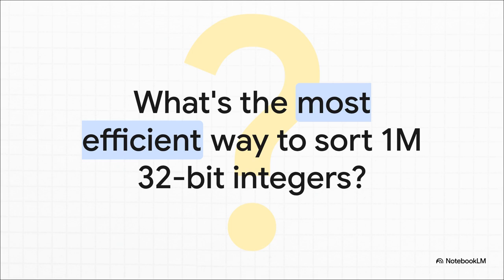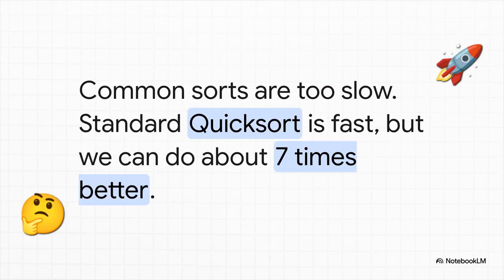What's your answer? Now, you probably know that some algorithms like bubble sort are just a non-starter for a million items. They're way too slow. The standard library in pretty much any language uses a super optimized quicksort, and it's fast. It's a great answer. But the question was, what's the most efficient way? Can we actually beat the standard? Oh yeah, we can, by about 7 times actually.